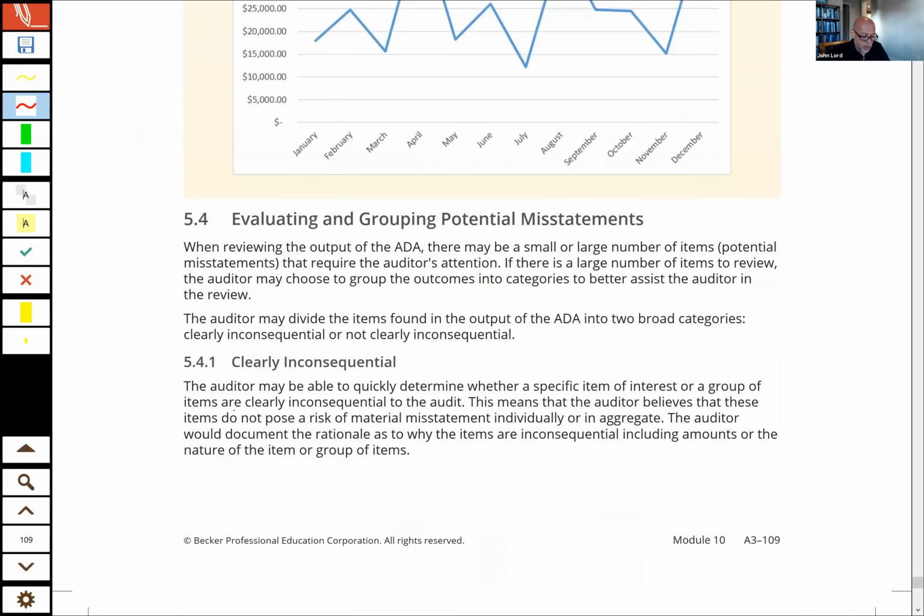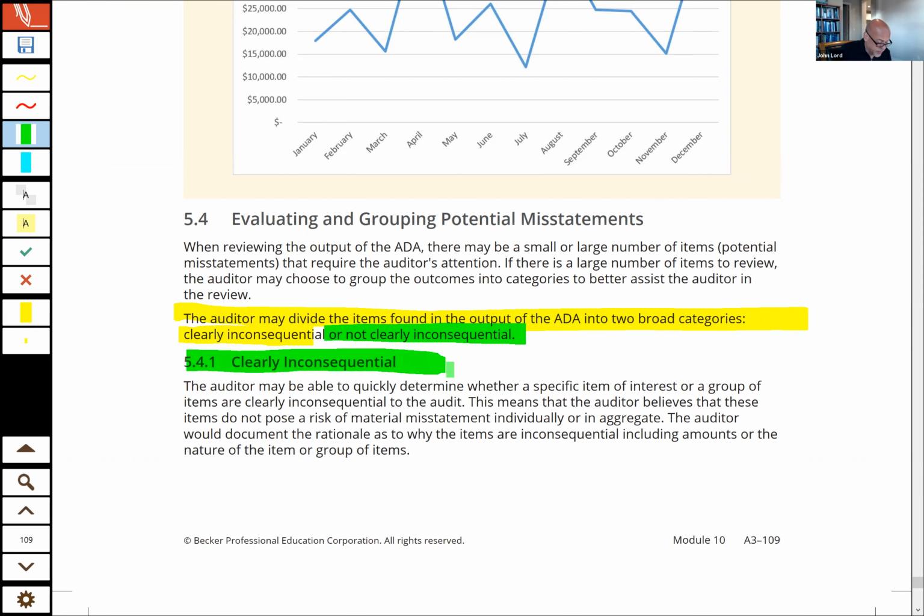Okay, good. Now, evaluating and grouping potential misstatements. The auditor can divide items found in the output into two broad categories: clearly inconsequential or not clearly inconsequential. If something is clearly inconsequential, that means the auditor believes these items do not pose a risk of material misstatement.